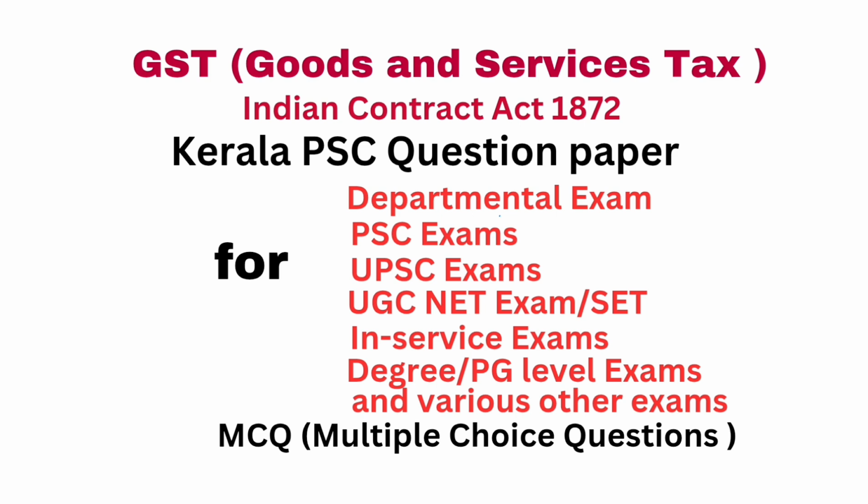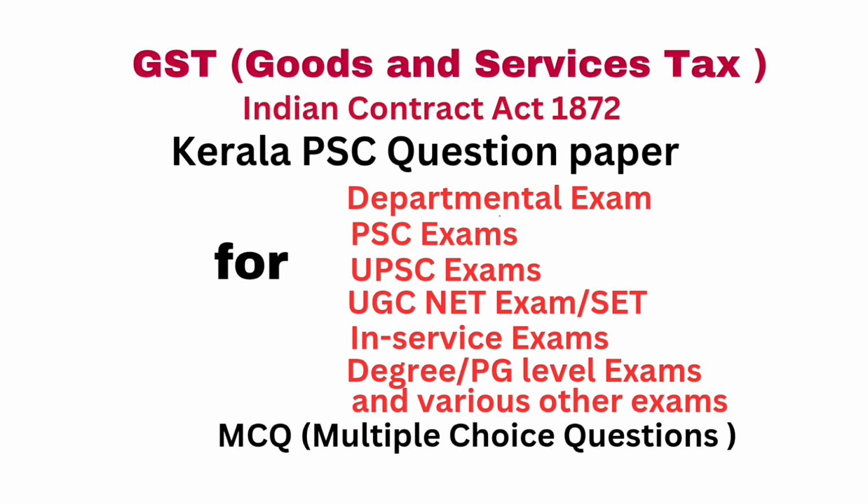Question number 56. The Indian Contract Act 1872 came into force in answer 1/9/1872. Question number 57. A person who accepts the proposal is called answer promisee. Question number 58. An agreement not enforceable by law is called answer void agreement.